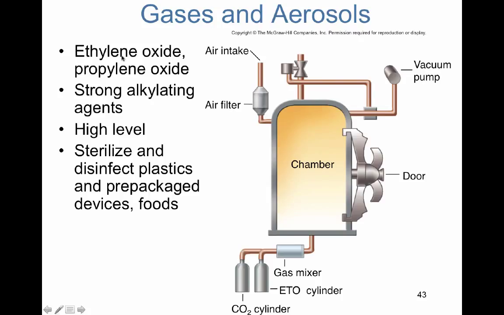For gases and aerosols, ethylene oxide and propylene oxide are examples. They are high-level germicides or chemical agents, and they can be used to sterilize and disinfect plastics and prepackaged devices, along with foods as well.